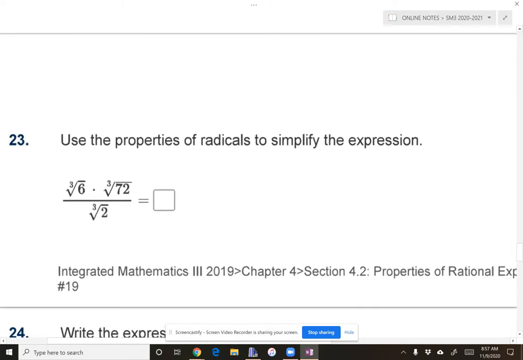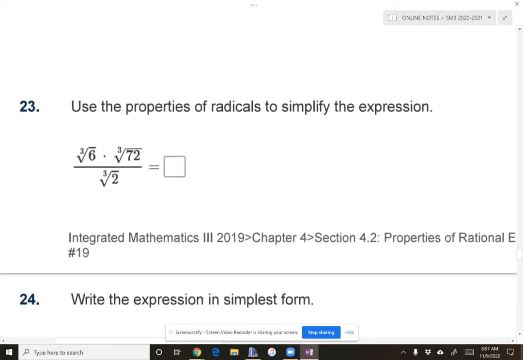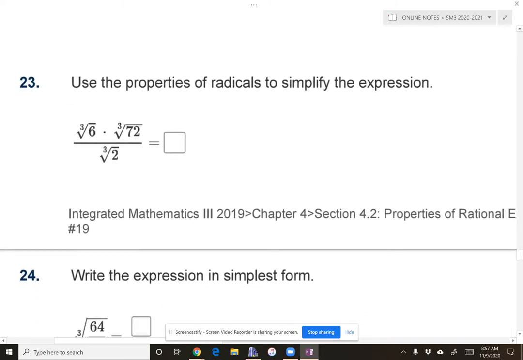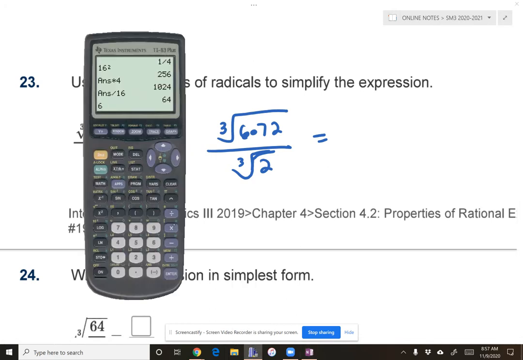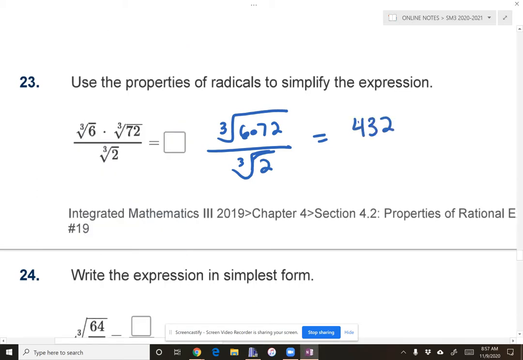Moving on to 23. Use the properties of radicals to simplify the expression. Look, this looks just like the problem we just did. So I'm going to combine the top. So I have the cube root of 6 times 72 over the cube root of 2. Make sure you're really careful, it's a little 3, okay? So I'm going to find out what 6 times 72 is. 6 times 72 is 432 over the cube root of 2.